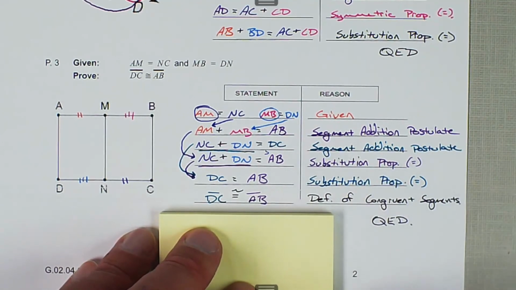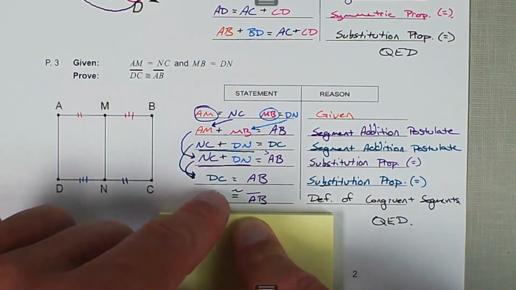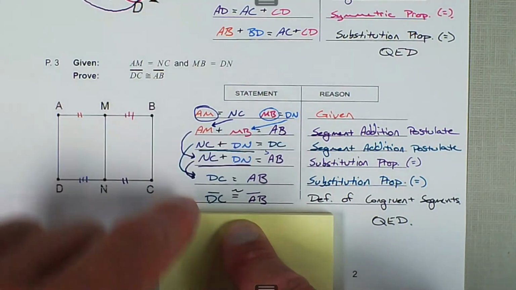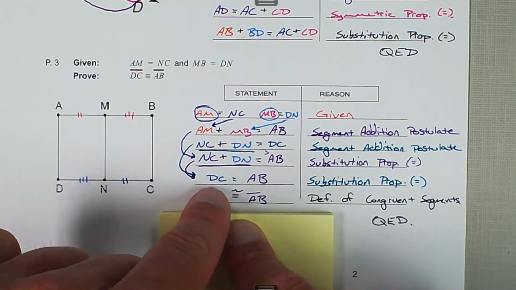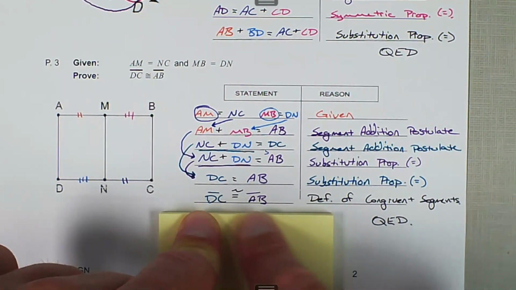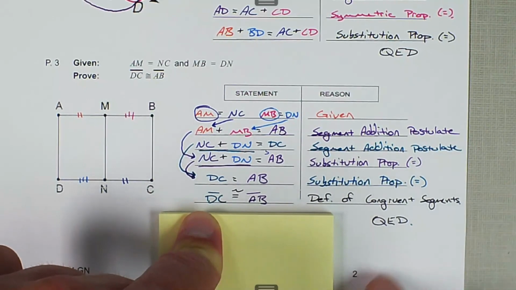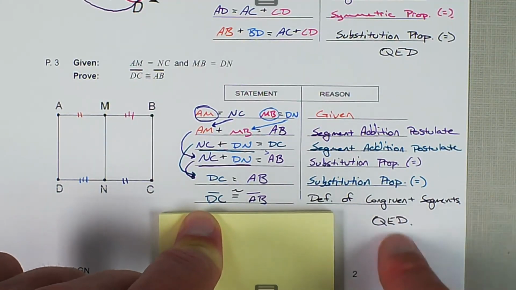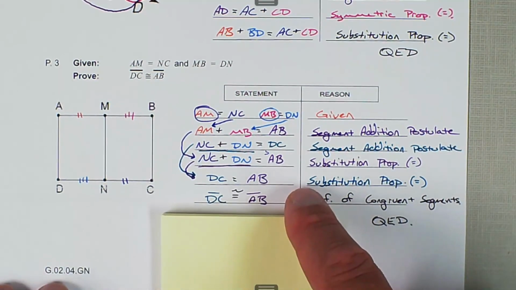And then the last step is, because we weren't talking about equals, we were talking about congruence. So we want to talk about the shape. If distances are equal, then their line segments are congruent. So line segment DC is congruent to line segment AB. And that is the definition of congruent segments. QED, our proof is complete.